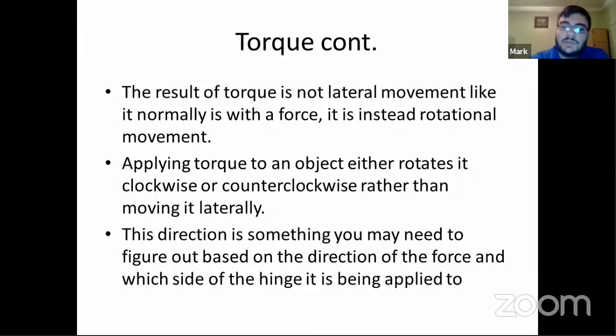The direction is something you may need to figure out based on the direction of the force and which side of the hinge it is being applied to. This is mostly logical, and you'll be able to figure it out when you're given a diagram. If you apply force on a door in this direction, it'll open up, it'll rotate this way. If you apply force in the opposite direction, it'll rotate the other way. If you were going on a seesaw, going this way would rotate it this way. Applying a force upward would rotate it another way. Going on the other side of the seesaw would rotate it a different way, okay? It's something you have to figure out.